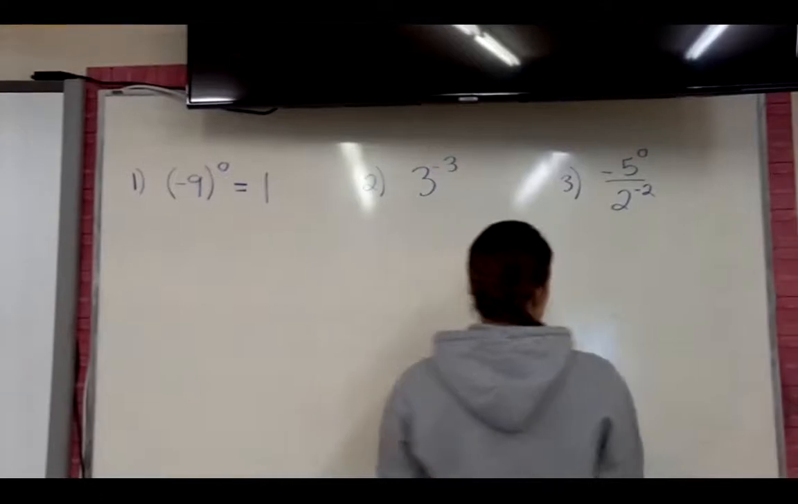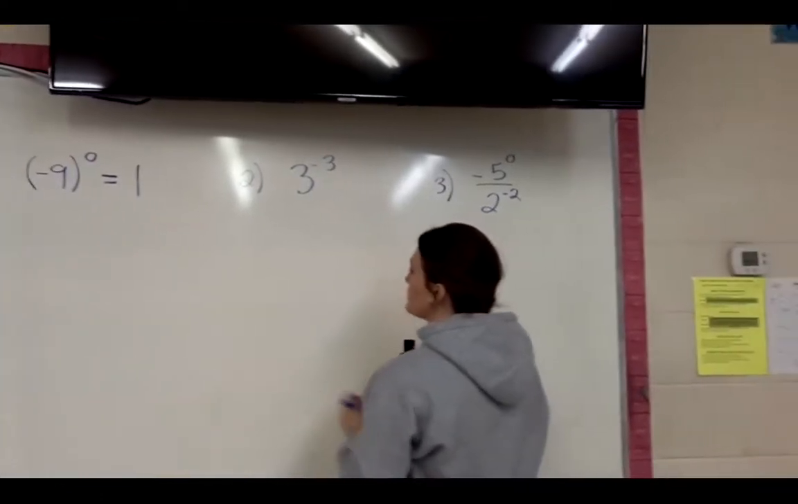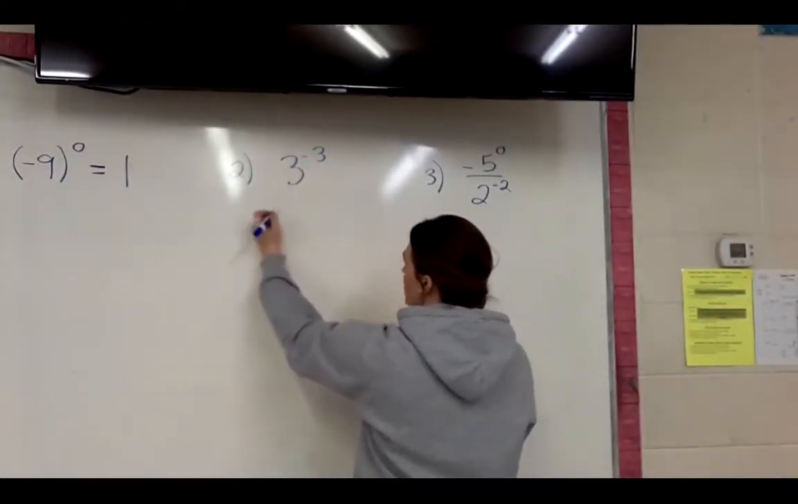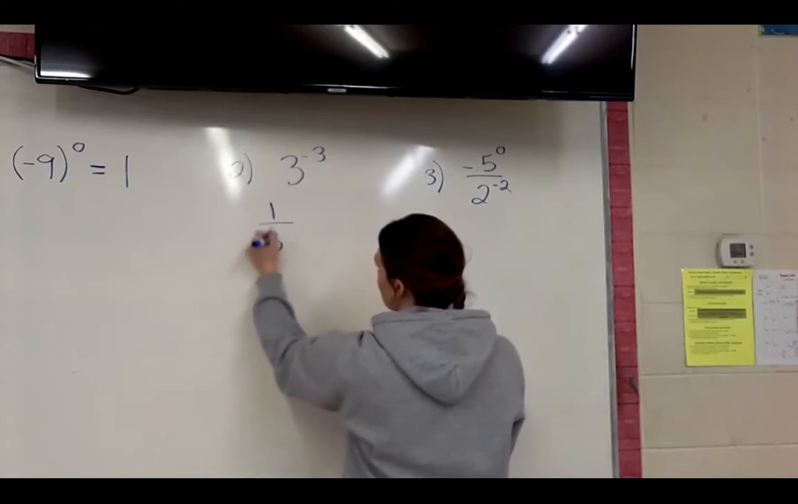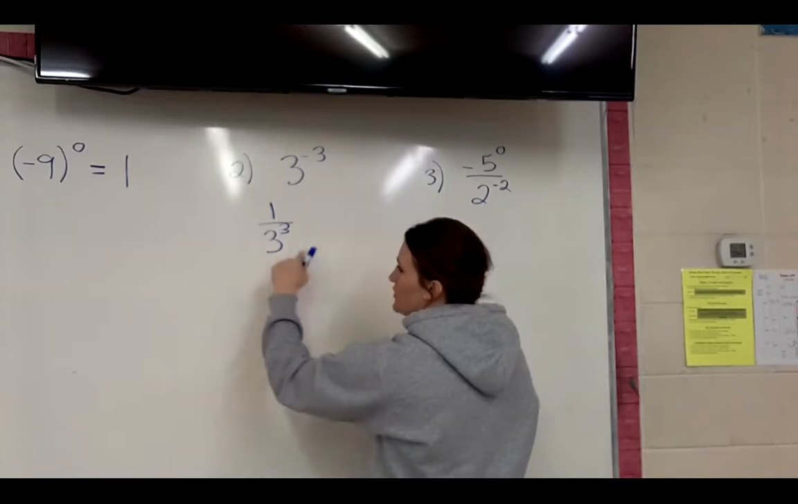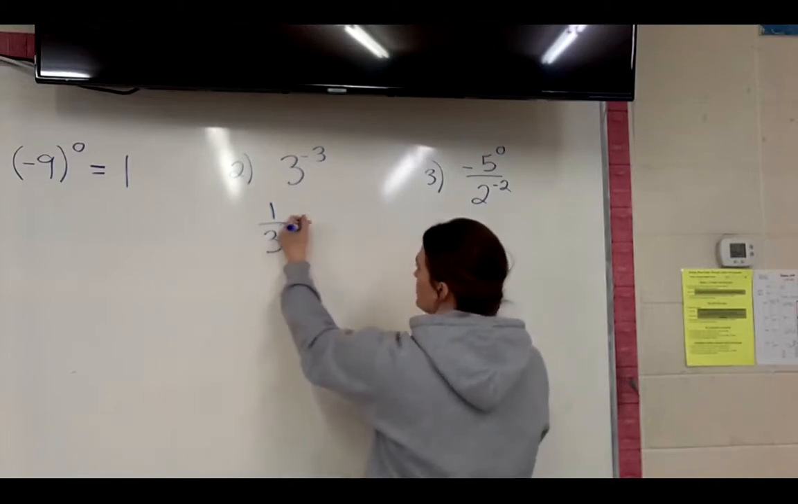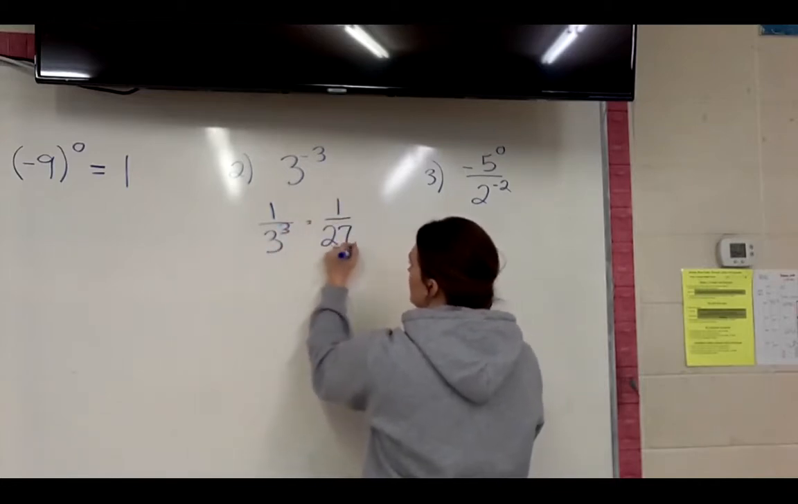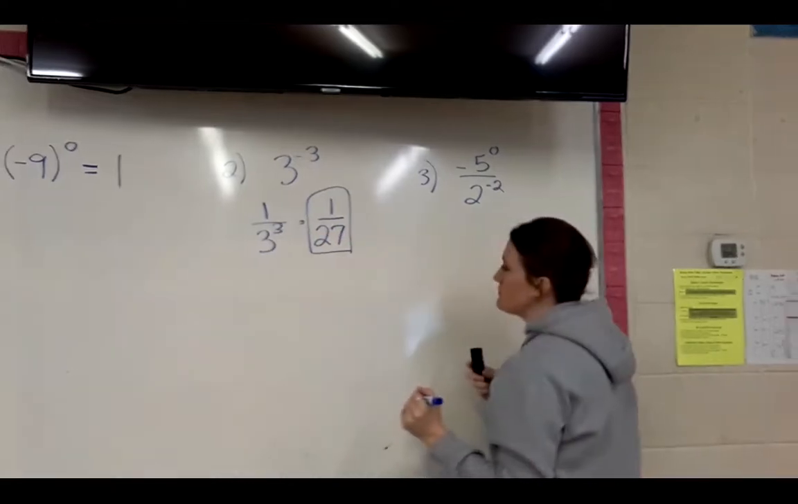Okay, on number 2, I have 3 to the negative third power, so first you have to rewrite it. Anytime you have a negative exponent, it's 1 over that to a positive exponent. Now we can solve that. 3 to the third power, 3 times 3 is 9, times 3 more is 27. So the answer on that one is 1 over 27.